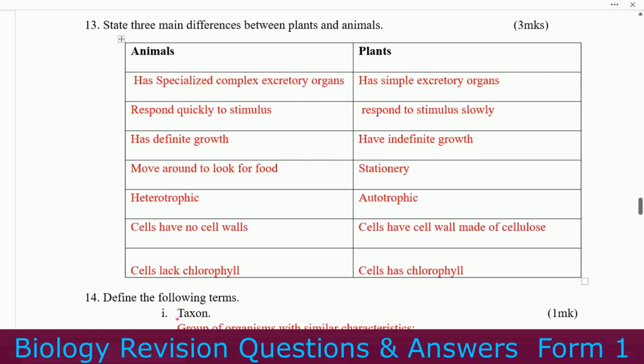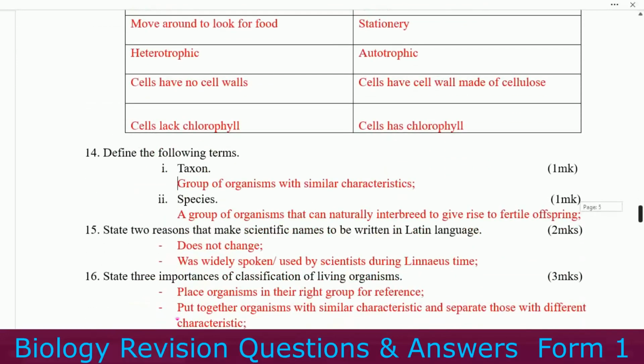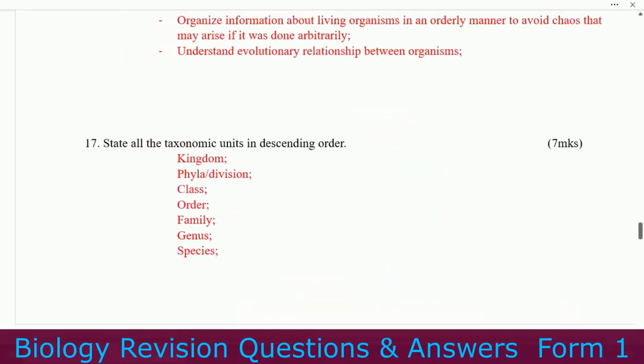Animals have definite growth. Plants have indefinite growth. Animals move around to look for food. Plants are stationary. Animals are heterotrophic. Plants are autotrophic. Cells: animal cells have no cell walls. Plant cells have cell walls made of cellulose. Animal cells lack chlorophyll. Plant cells have chlorophyll.